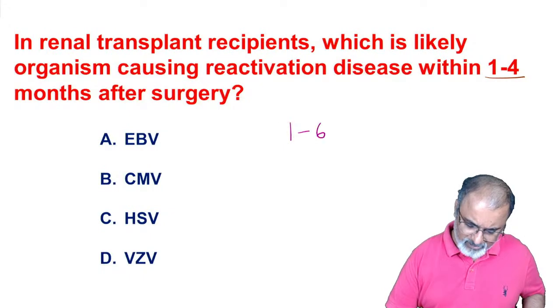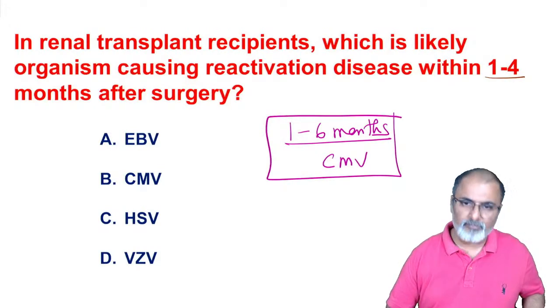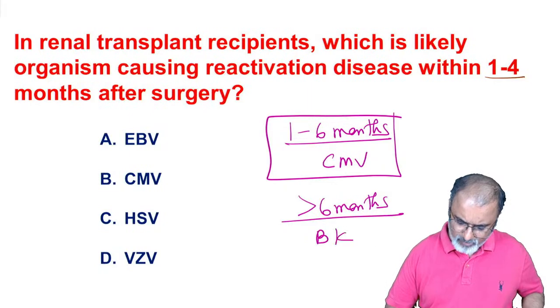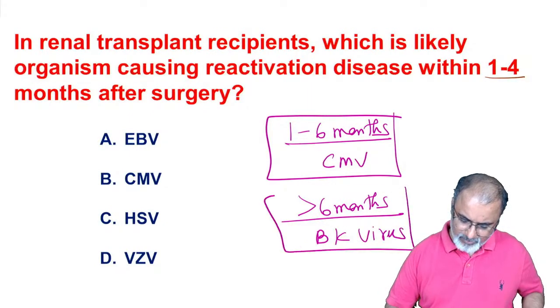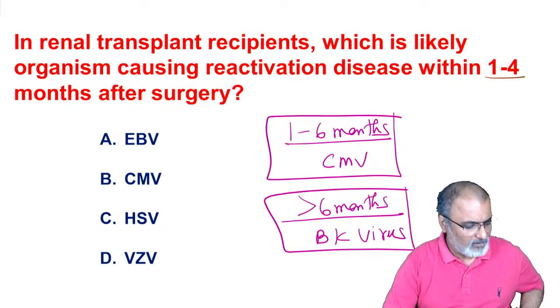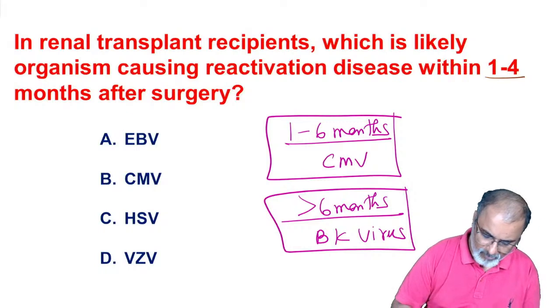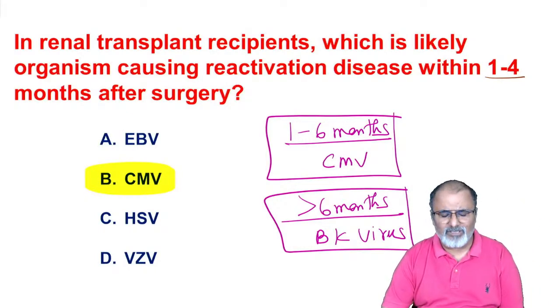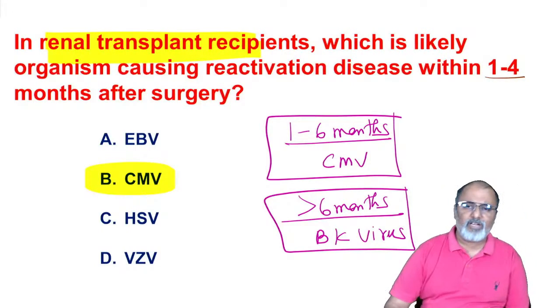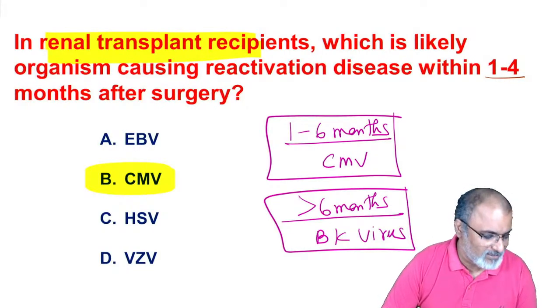Listen, 1 to 6 months is cytomegalovirus. If it is more than 6 months, there is a virus called BK virus, otherwise called polyomavirus. Okay, polyomavirus, fantastic. Cytomegalovirus, 1 to 6 months. Epstein-Barr virus causes infectious mononucleosis, kissing disease. Varicella zoster virus causes chickenpox and shingles. Okay, any renal transplant patient, that is a clue. You can think of cytomegalovirus 1 to 6 months, more than 6 months, BK virus, it's a polyomavirus.